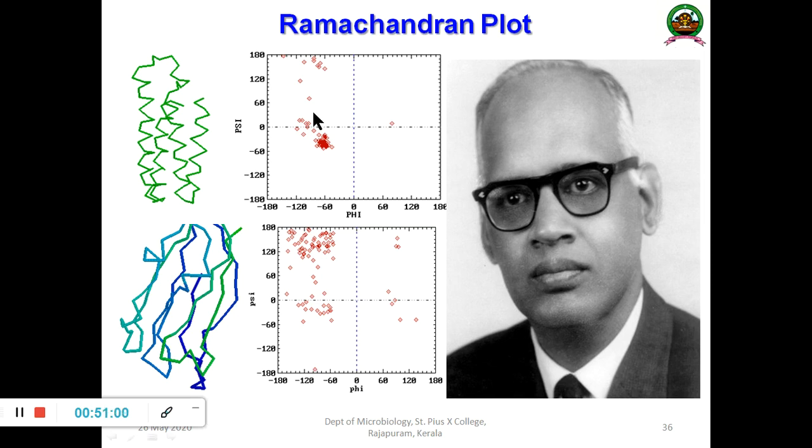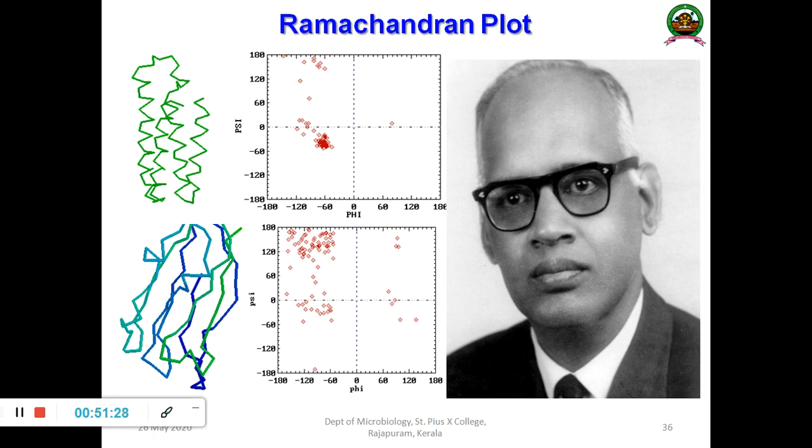So the stability or stereochemistry of a model we are going to look at by looking at this Ramachandran plot, and these areas are known as the most allowed region. The other areas, where there are no dots, are known as the disallowed region. Whenever we model a particular protein, these are the things we check.